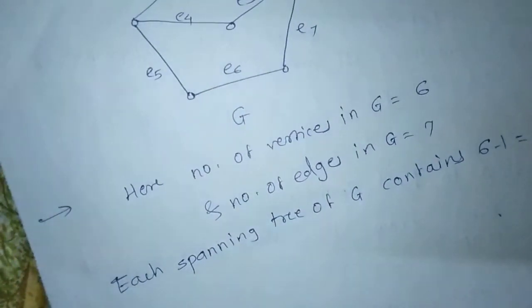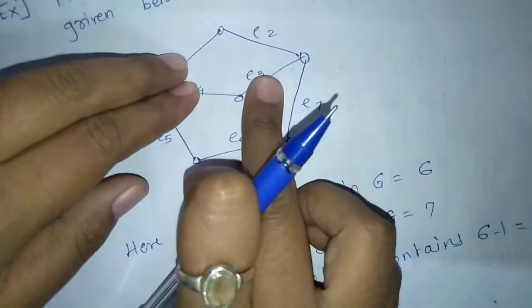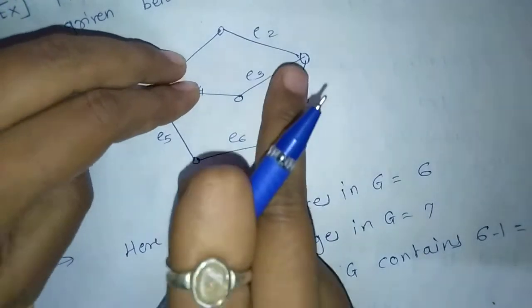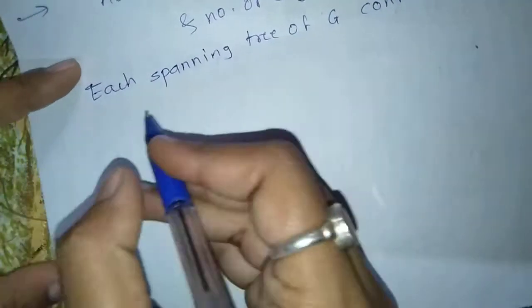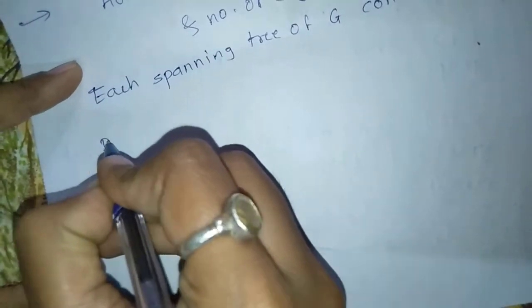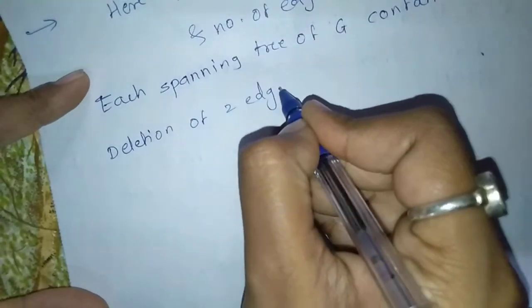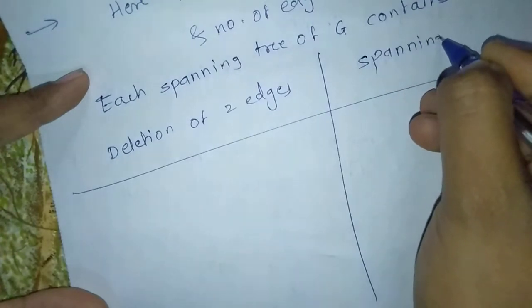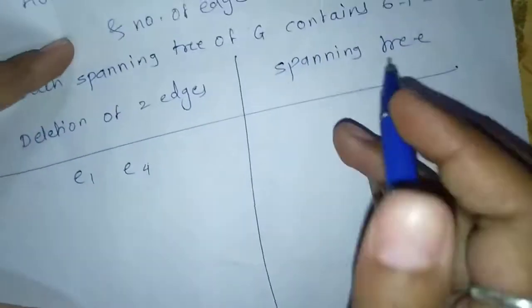Now if we delete edges E1 and E4, we get a graph like this, and this is a connected graph, so it is a tree. Also it does not contain any circuit when we put only these edges. So the first graph: deletion of two edges, and here is the spanning tree. Okay, when we delete E1, E4, we get a spanning tree like this.